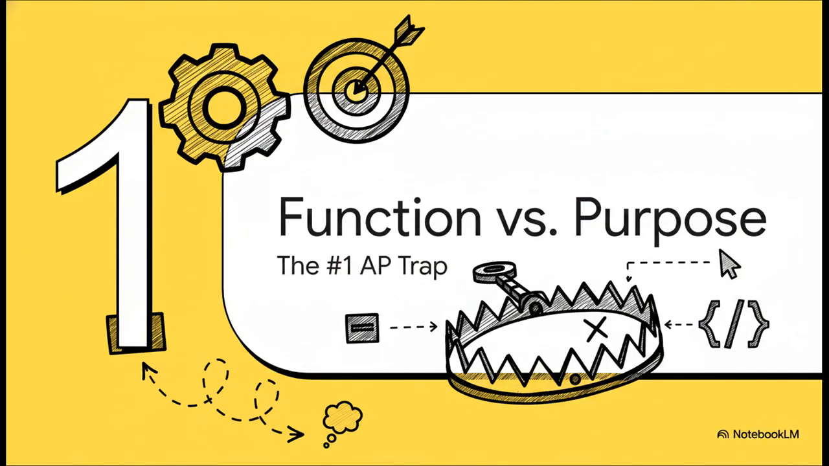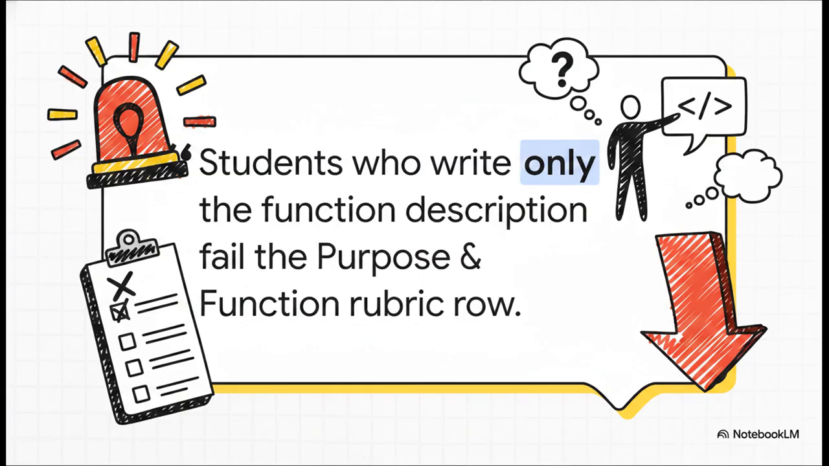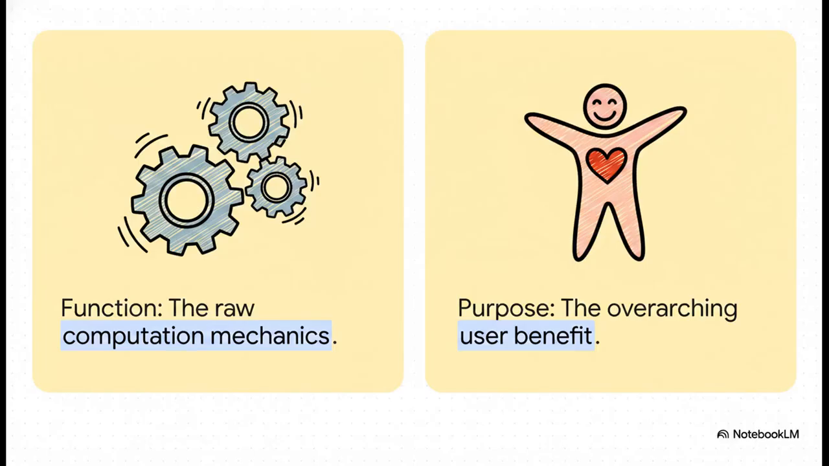Section 1. Function versus purpose. Let's talk about the #1 AP trap. Before we write a single line of code, listen to this quote straight from the Chief Reader Report. Students who write only the function description fail the purpose and function rubric row. Now that is a massive, flashing warning light. If you only describe what your code physically calculates, you are guaranteeing a failed rubric row right out of the gate.